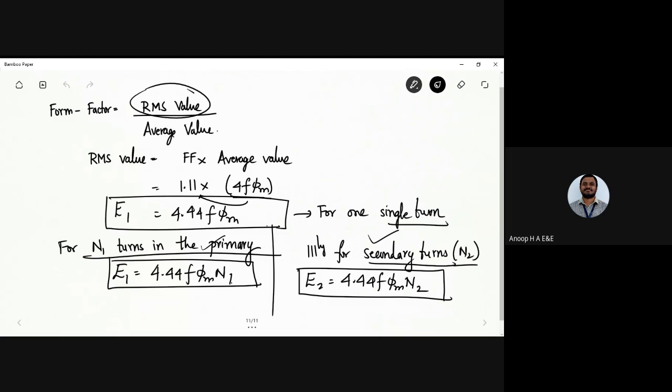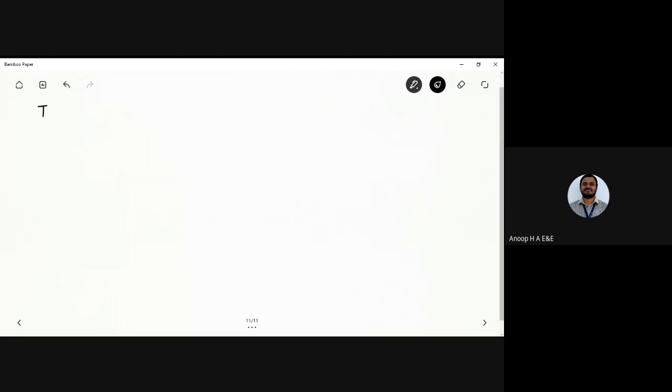Now, if I want to find out the turns ratio, or in other words, what we call the transformation ratio.